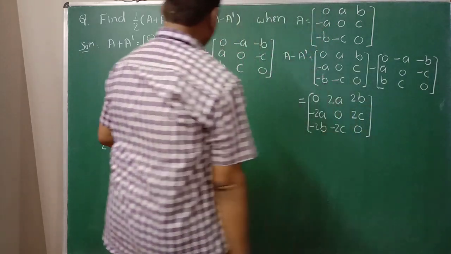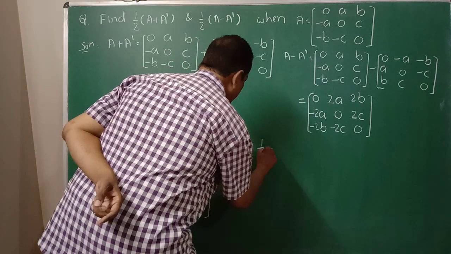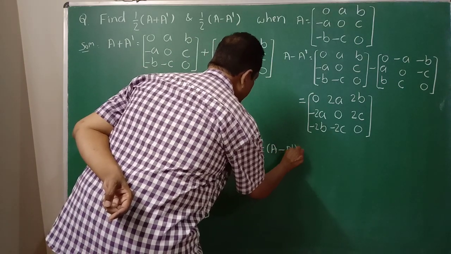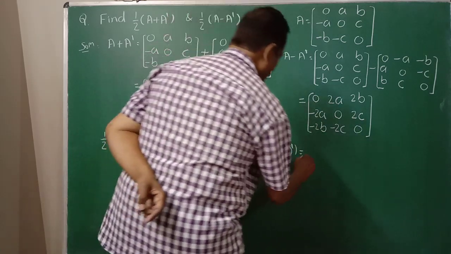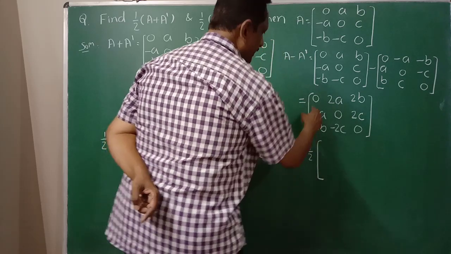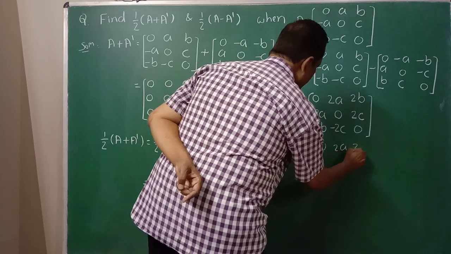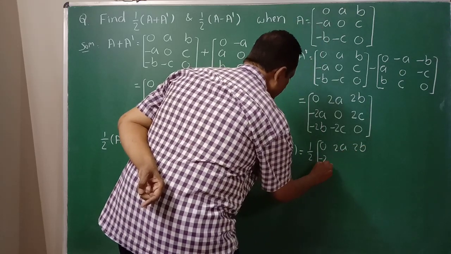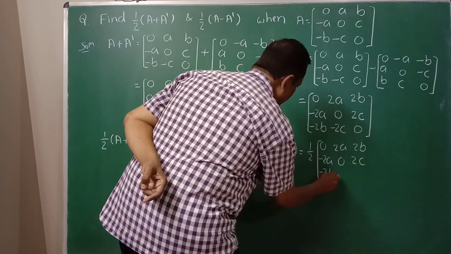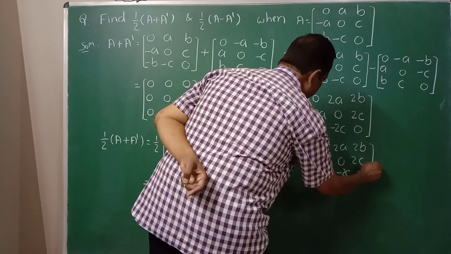Okay. Then 1 upon 2 into A minus A dash is there. So 1 upon 2 into bracket A minus A dash is equal to 1 upon 2 into, so means write this one as it is here. 0, 2A and 2B here. Minus 2A, 0 and 2C, minus 2B, minus 2C and 0.